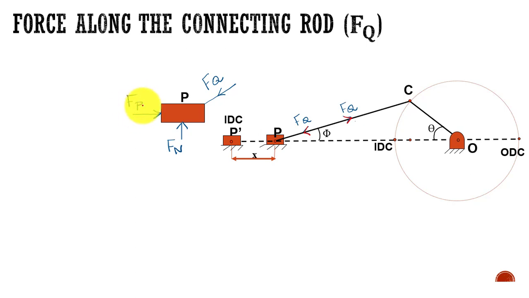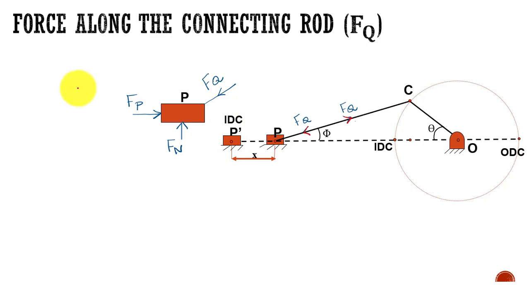So this is the net resultant force acting on the piston, and this is the force Fq, the force along the connecting rod. And this is the normal reaction, because the piston is just reciprocating over the cylinder walls. When you remove the cylinder, I need to add a reaction, that is Fn. So these three forces are acting on this piston.